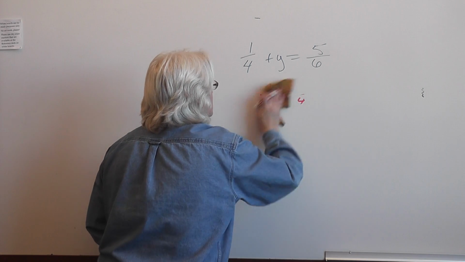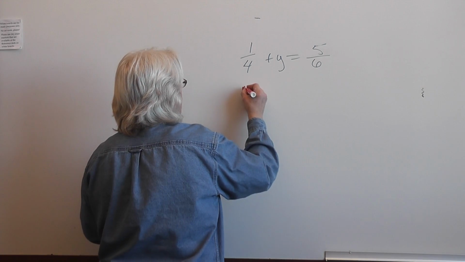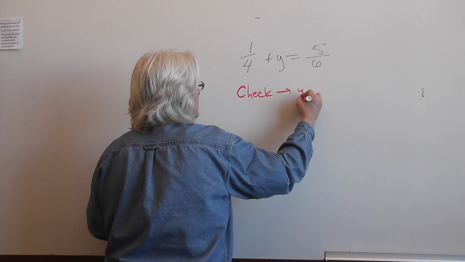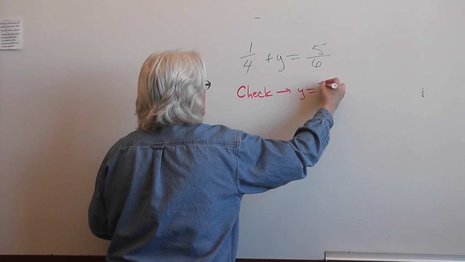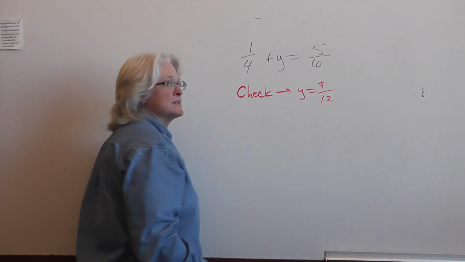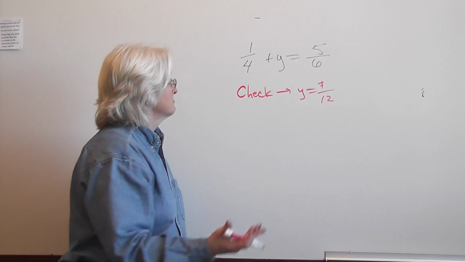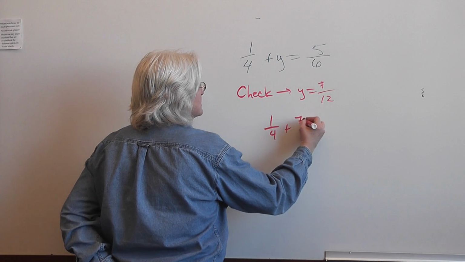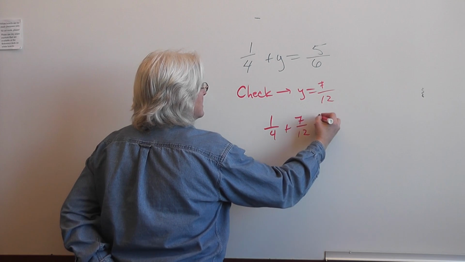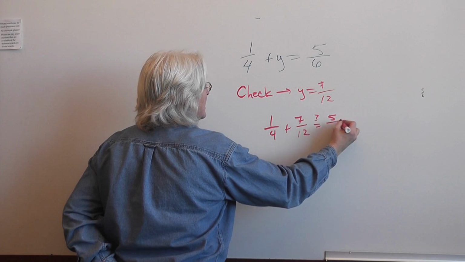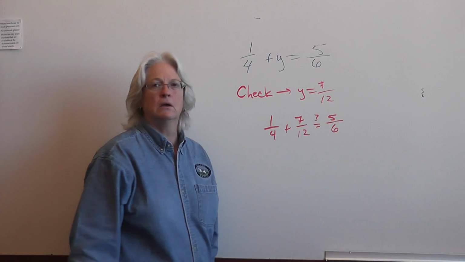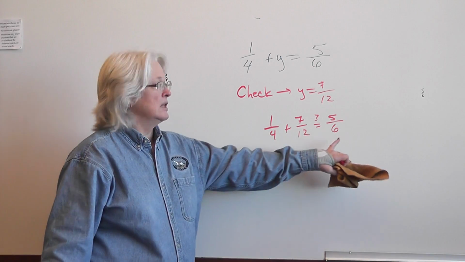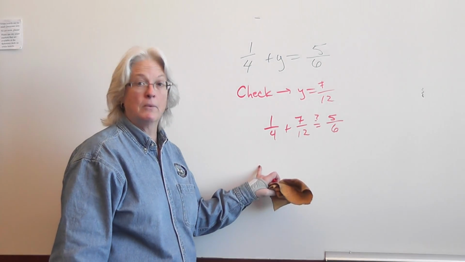So, let's go ahead and do our check now. Check. And make sure that y equal to 7/12 works. Okay? 1/4 plus 7/12, is that equal to 5/6? Well, we have three different fractions here, three different denominators. Let's go ahead and rewrite everything with the common denominator.